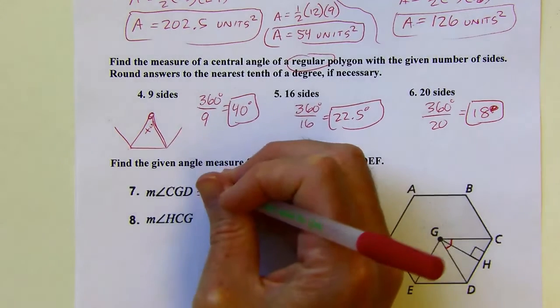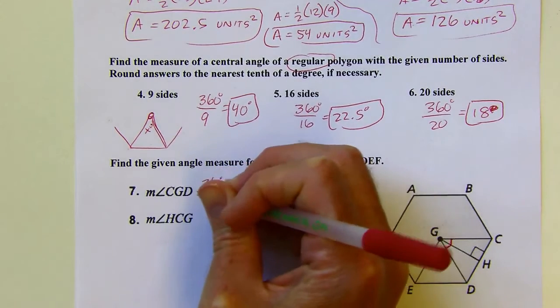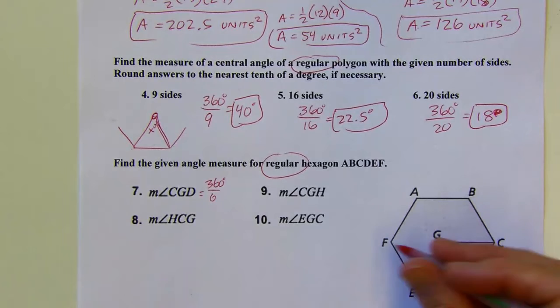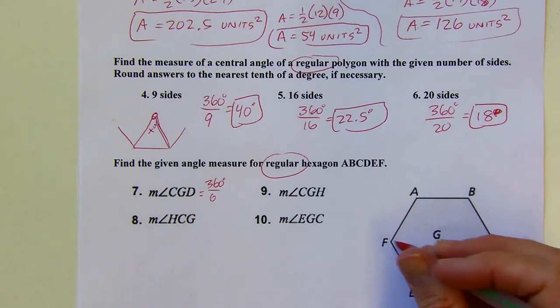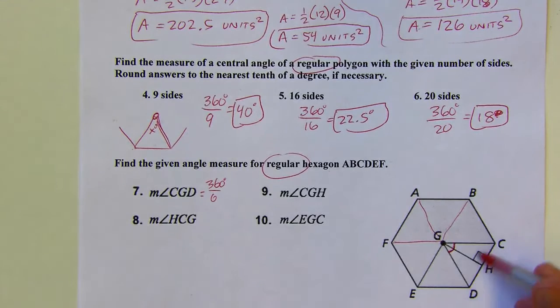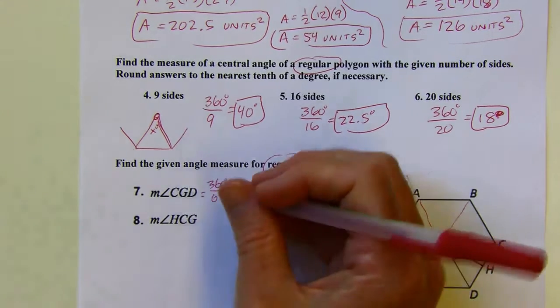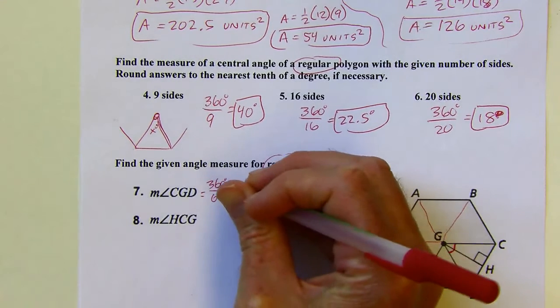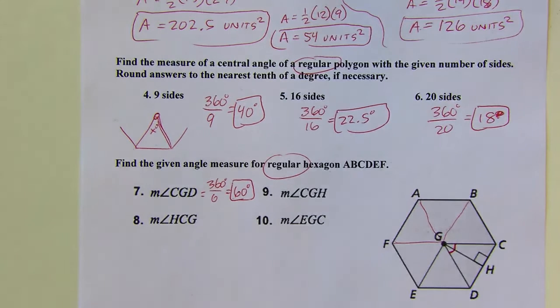I got 360 degrees cut up into 6 congruent pieces. If you put in all the pieces of pizza, we got 6 slices there. These are half slices, right? So 6 complete slices, so 60 degrees. Okay. All right. So next up, HCG.